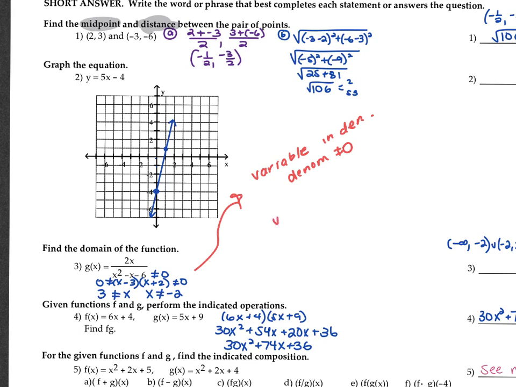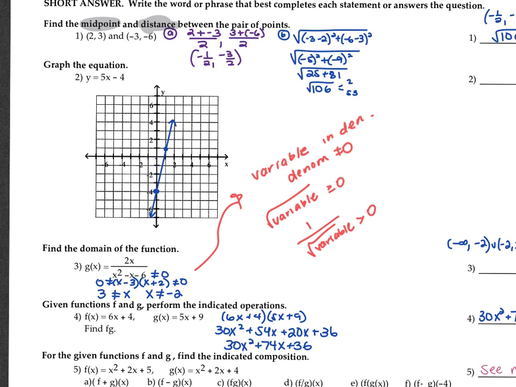If there was the variable underneath the square root, then we set that greater than or equal to 0, and then if there's a variable underneath the square root in the denominator, then we set it greater than 0. So those are domains from an equation.